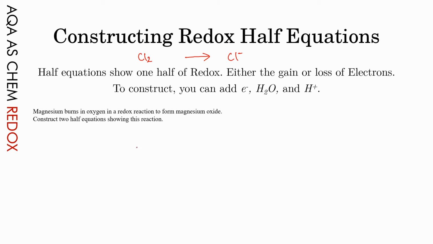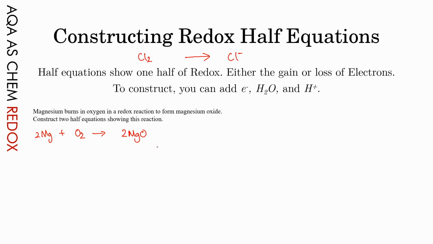And if you do those in that order, you'll generally get the right charges first or second time if you mess up. Right, so we have some questions. Magnesium burns in oxygen in a redox reaction to form magnesium oxide. Well, magnesium, we know magnesium's 2 plus. O2. So if we say 2 magnesium plus O2 makes 2MgO.